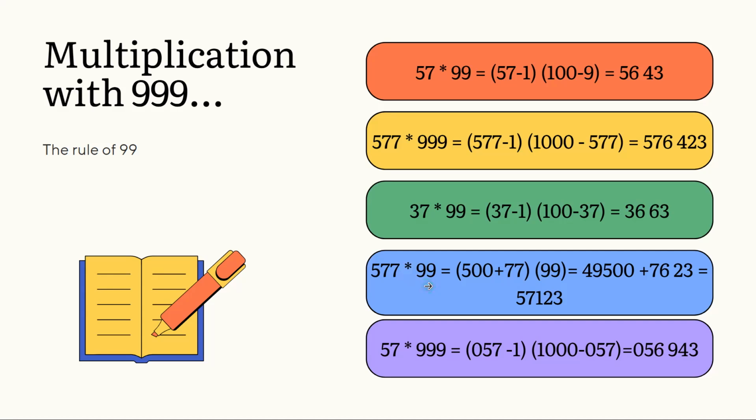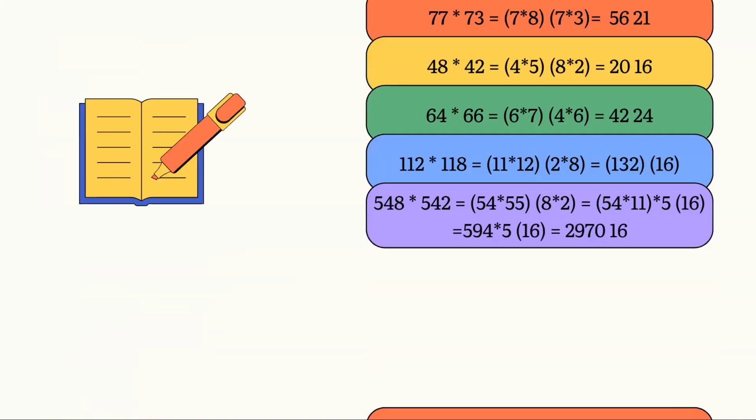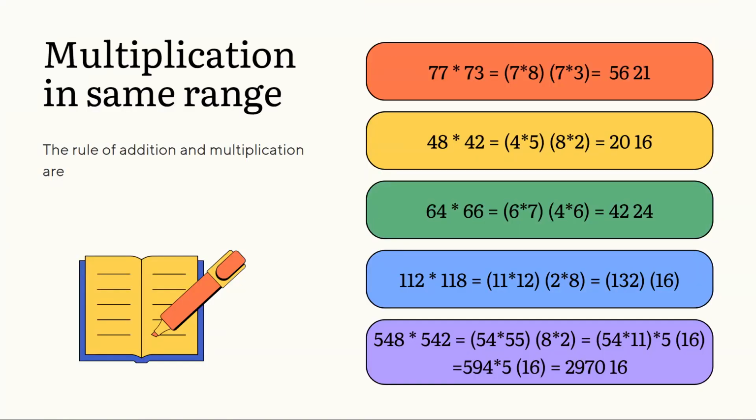So I hope this is clear, and you can obviously try several methods, but I think you can do this calculation in seconds, right? Moving on, the multiplication within same range. This is something that is very easy to understand.